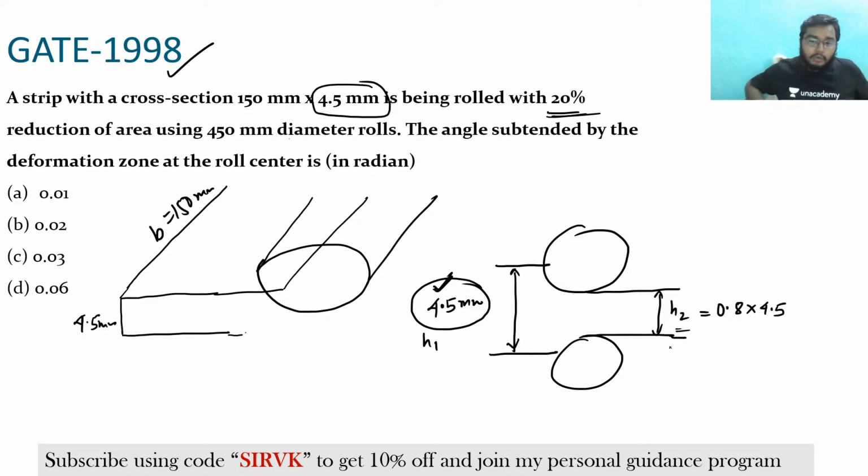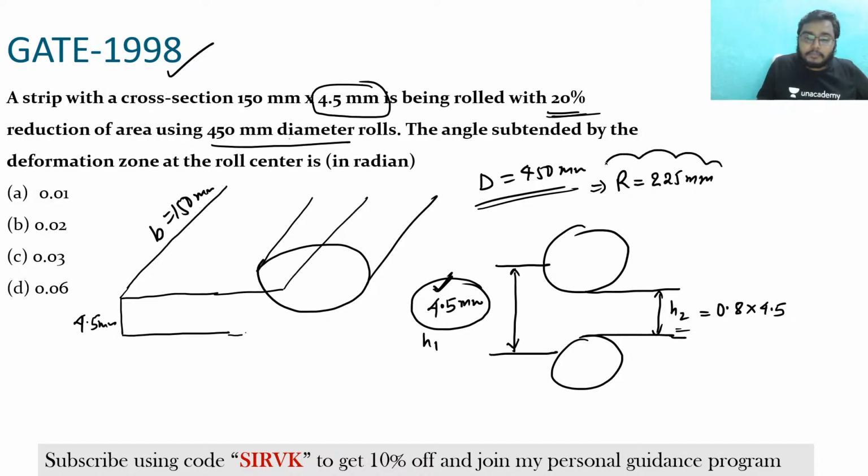Yes or no? Now here the 450 mm diameter is given. So from here you can find the radius. The radius will be 450 by 2, that is 225 mm. So the radius is given, right? Radius is given, and this is the draft which is given. So I can write from here that these things are known to me.